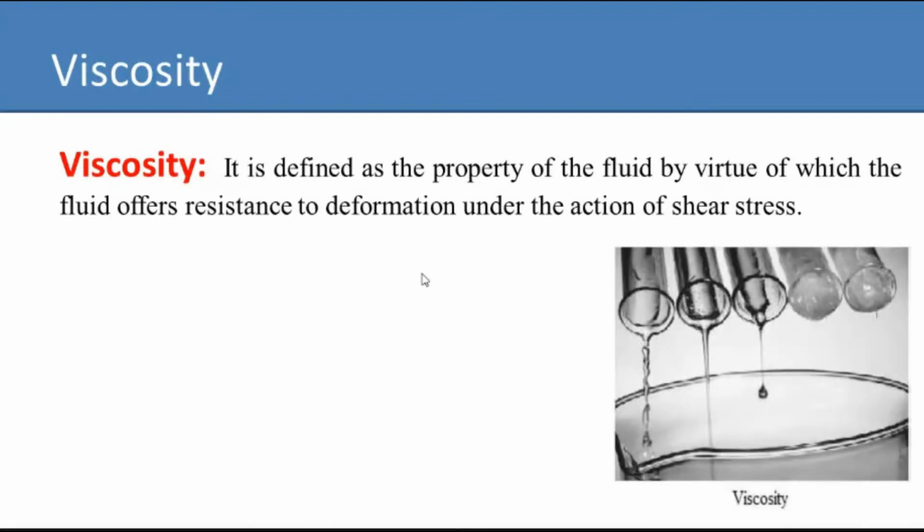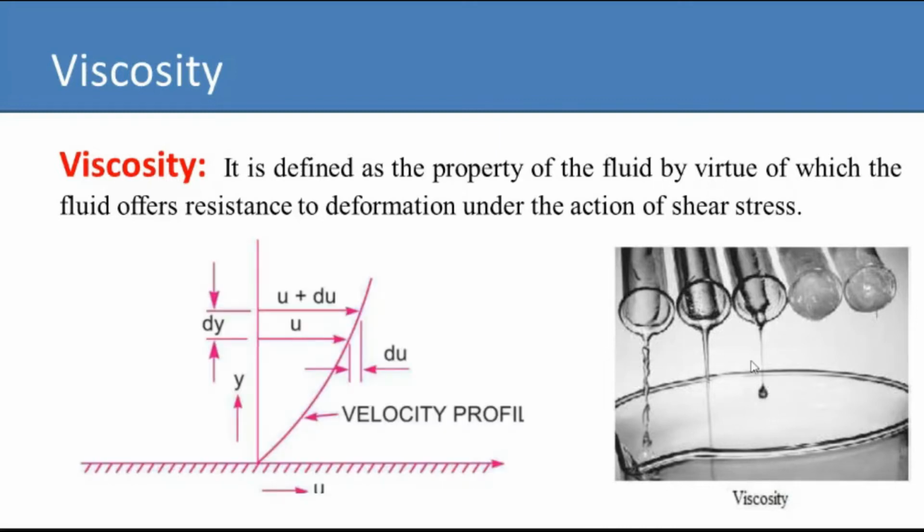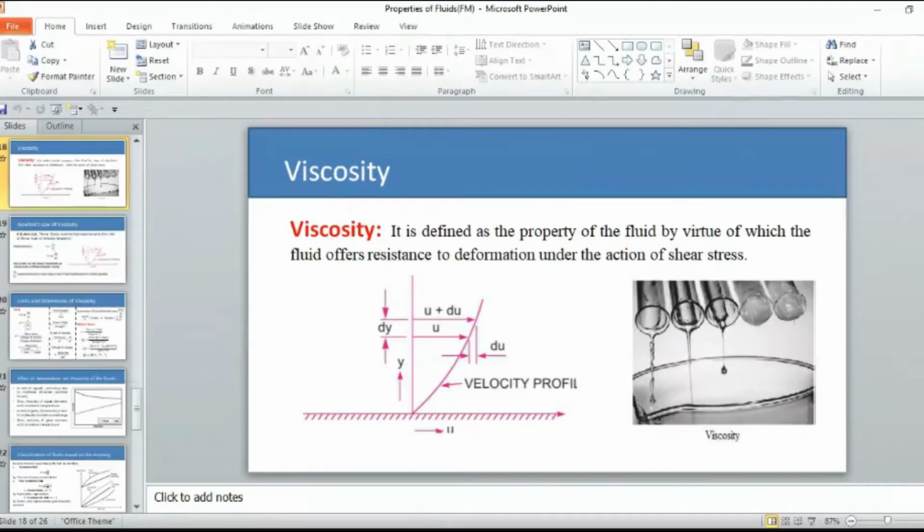You can take this picture again. In this picture, this is a flow of oil, this is a flow of water, and this is a flow of honey. All three are flowing through the same pipe, of the same diameter and same elevation, but you can observe water is flowing quickly, oil is flowing at a lesser velocity, and honey is flowing more slowly. Now, in order to understand in detail, we will see some videos on viscosity.